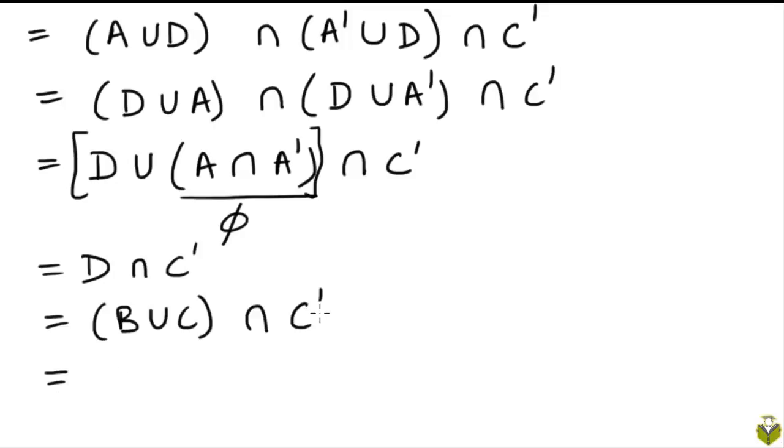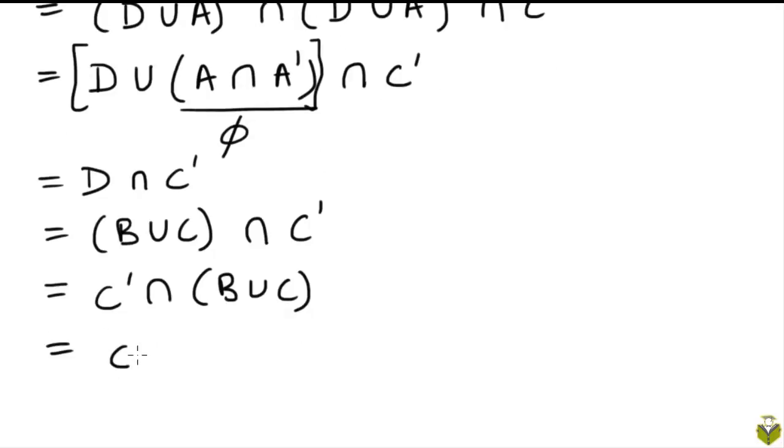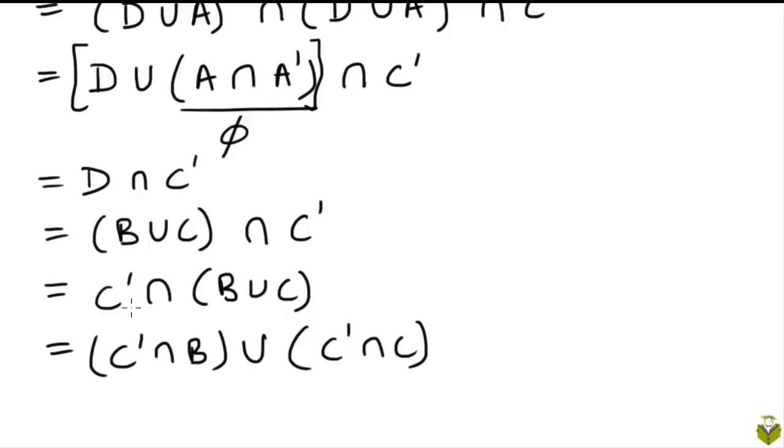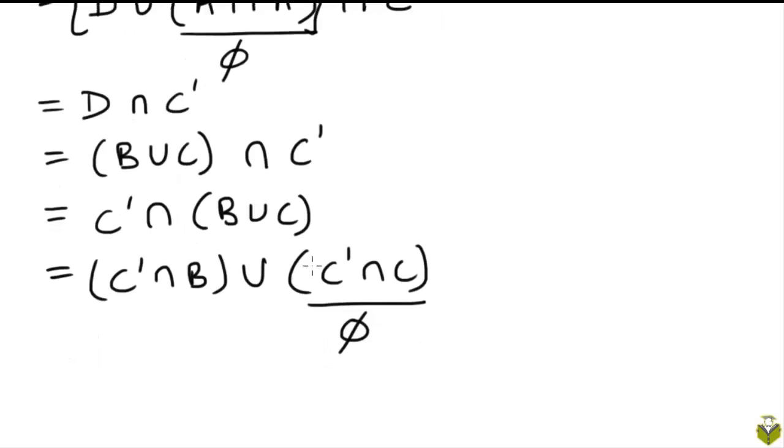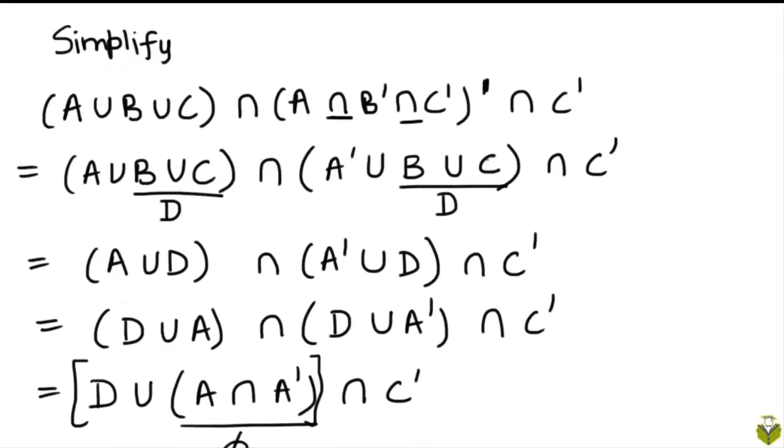Applying the commutative law again, you can rewrite this as C complement intersection B union C. And now we apply the distributive law again. This will be C complement intersection B union C complement intersection C. This set is again the empty set, and the empty set when unioned with any other set will just be that set. So this is the simplified form of the given expression.